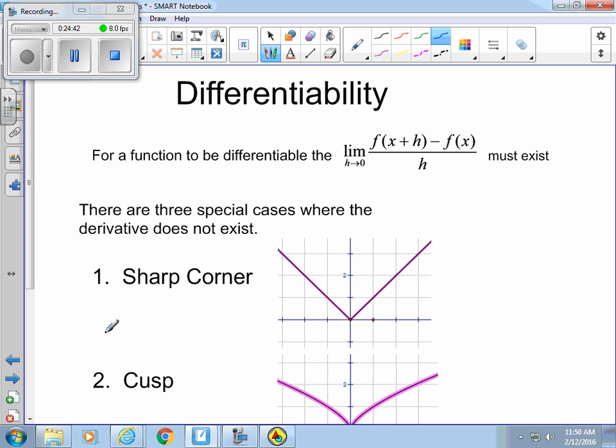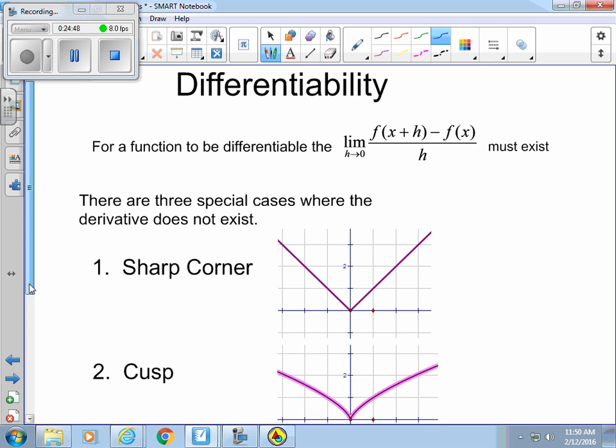And there are 3 cases where the limit does not exist, and really 4, but 3 special cases, and then I'll tell you about the 4th. The first one is at a sharp corner. What is the slope on this side of this function? What is the slope on this side? 1. So -1 on the left and +1 on the right. As we approach 0, do those get any closer together? It's just -1 on the left and +1 on the right. Agreed?